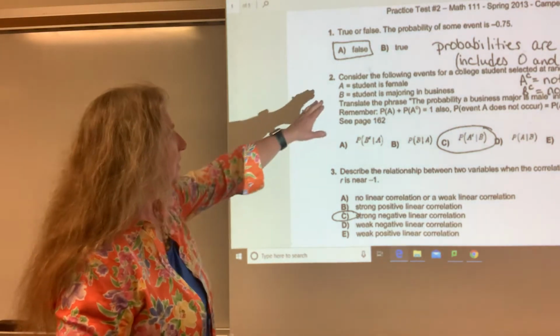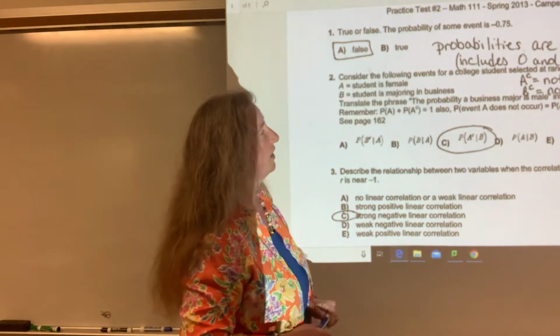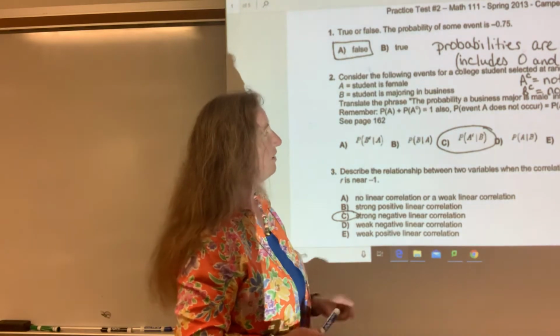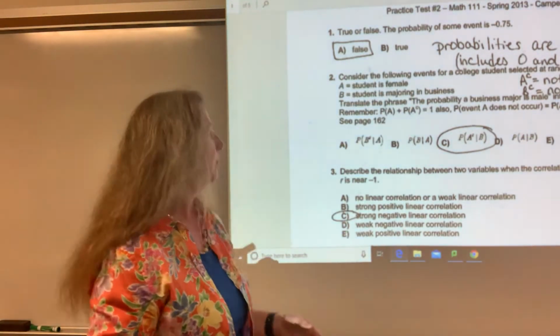All right, so the probability of an event is -0.075. No, that cannot be a probability. They must be between 0 and 1.